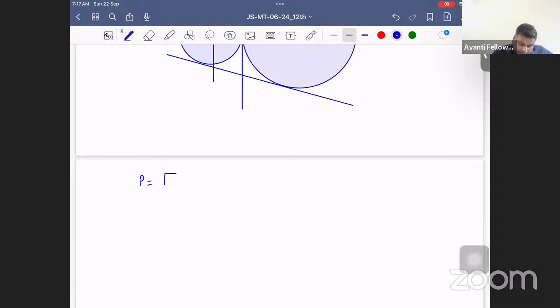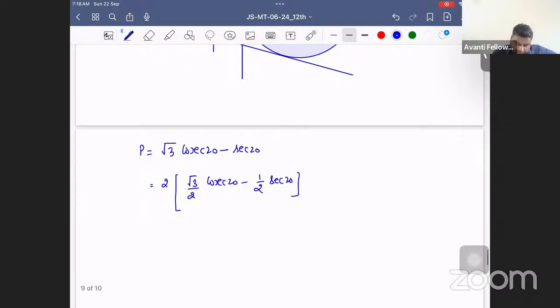P is under root 3 cosec 20 minus sec 20. So this is what you multiply and divide by 2. It will become root 3 by 2 cosec 20 minus 1 by 2 sec 20. Got it?